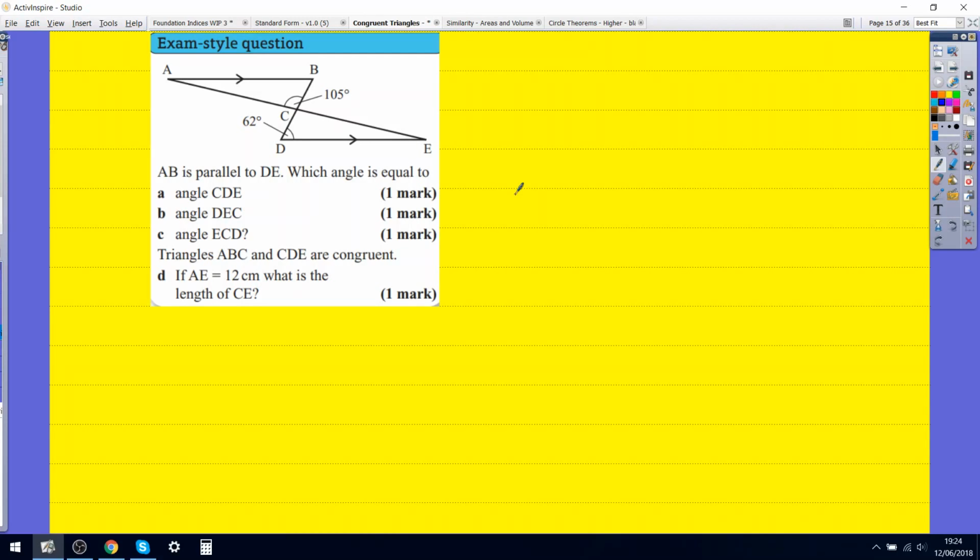And why is that? Because they're parallel lines, and also because of the alternate angle theorem. So we know that angle DCA equals angle BAC. So that would be for angles.